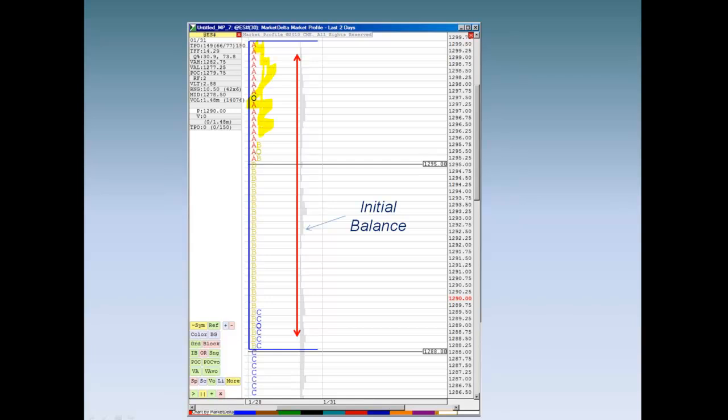How many prints do I have up here? I have 1, 2, 3, 4, 5, 6, 7, 8, 9, 10, 11, 12, 13, 14, 15 prints. 15 prints making up a tail up here. Immediately, this is a very strong sign that the high has been put in. There's a lot of momentum and a lot of movement in the direction to the downside on this particular day.